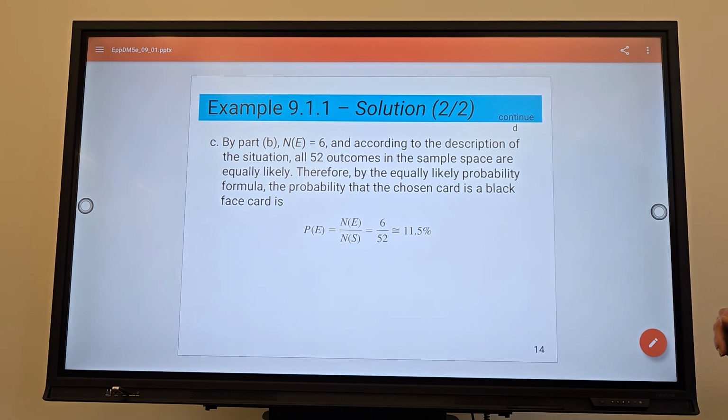Now by part B, N(E) is equal to 6, and according to the description of the situation, all 52 outcomes in the sample space are equally likely. Therefore, by the equally likely probability formula, the probability that the chosen card is a black face card is approximately 11.5%, or 0.115.